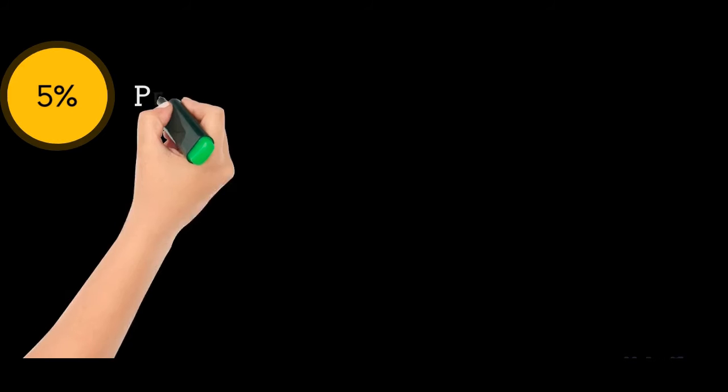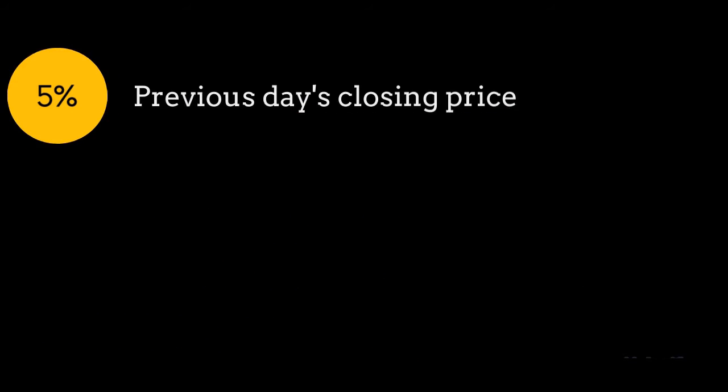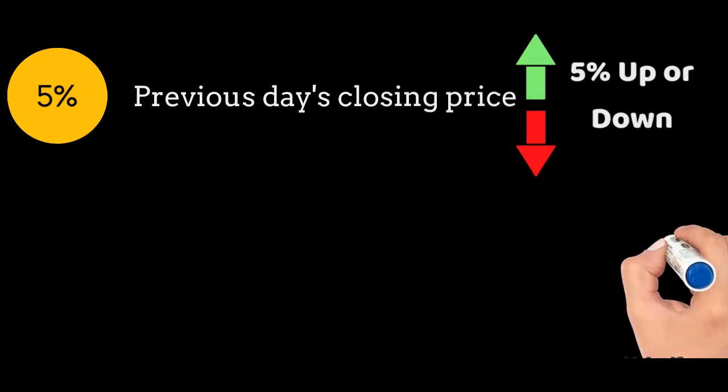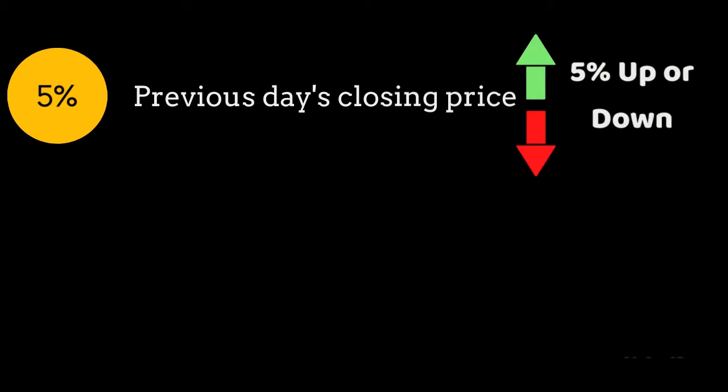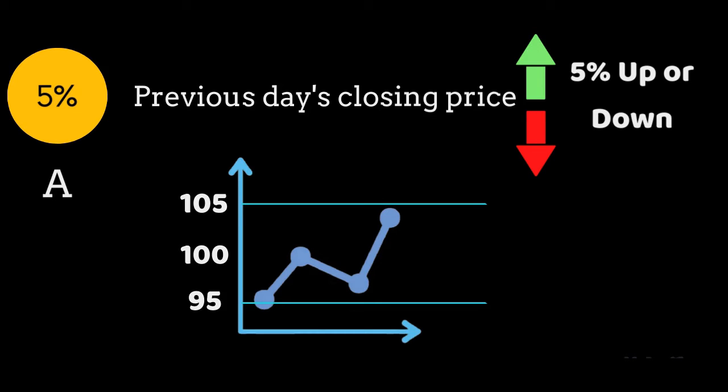Suppose there is a limit of 5% on a certain stock. This means that the stock can only move 5% of the price at which it previously closed, either upwards or downwards. For example, suppose there is a stock A which has a circuit limit of 5% and the price at which it closed yesterday was rupees 100. It can only move 5% of rupees 100, that is 5 rupees, upwards or downwards in a single day.